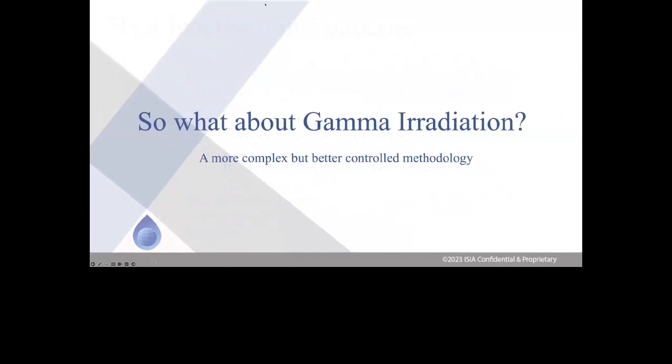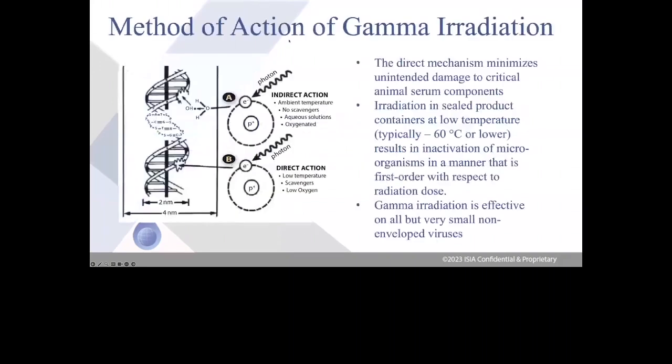So, what about gamma irradiation? It's a more complex but better controlled methodology and has been in use for quite some time. The method of action of gamma irradiation can fall in one of two categories. Indirect action involves irradiation at ambient temperature with no scavengers in aqueous solutions and with oxygen present. Direct action, on the other hand, is at a very low temperature. There are scavengers and there's low oxygen.